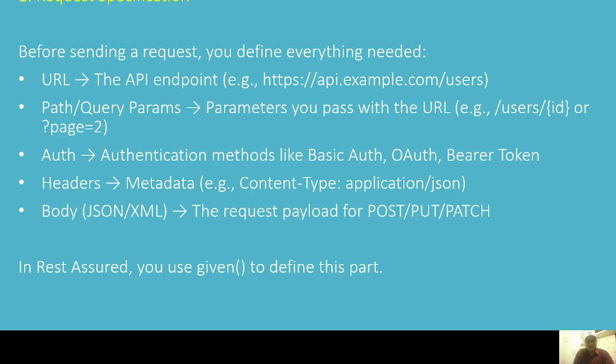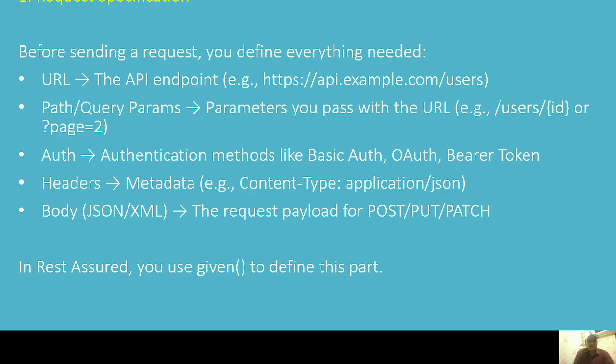For example, parameters you pass with the URL, that is /users/id, that is a path param. And for a query param, that is page=2. Auth, authentication methods like basic auth, OAuth, bearer token. Then headers, that is metadata, that is content type application/JSON. Then body, JSON or XML, the request payload for POST, PUT or PATCH.